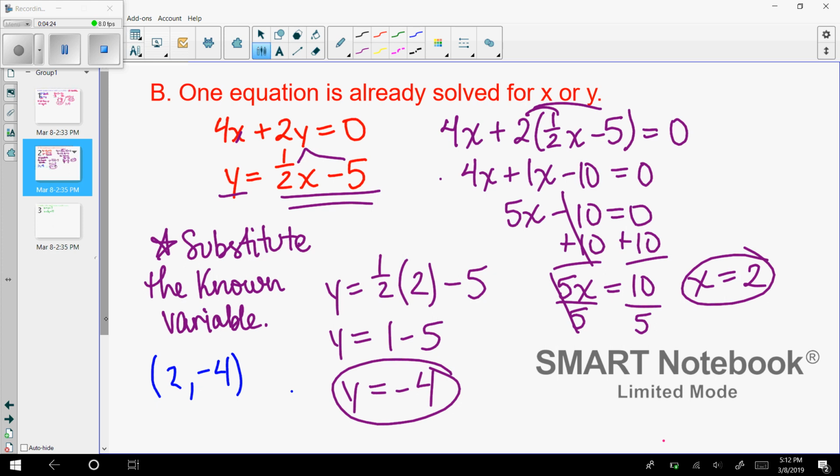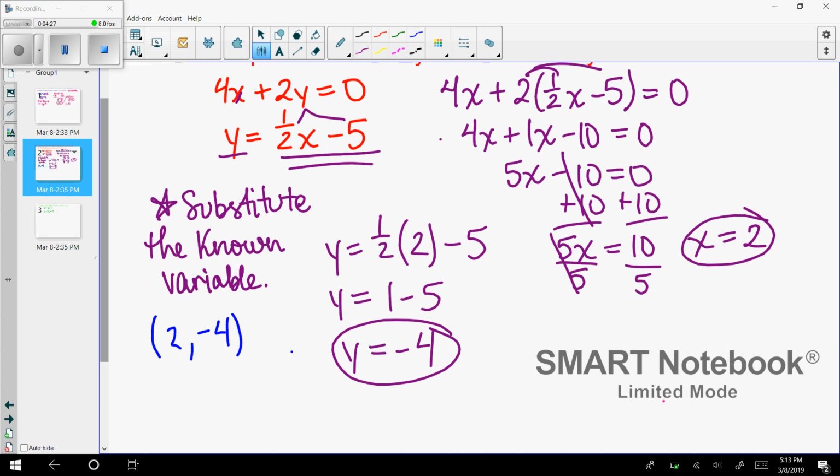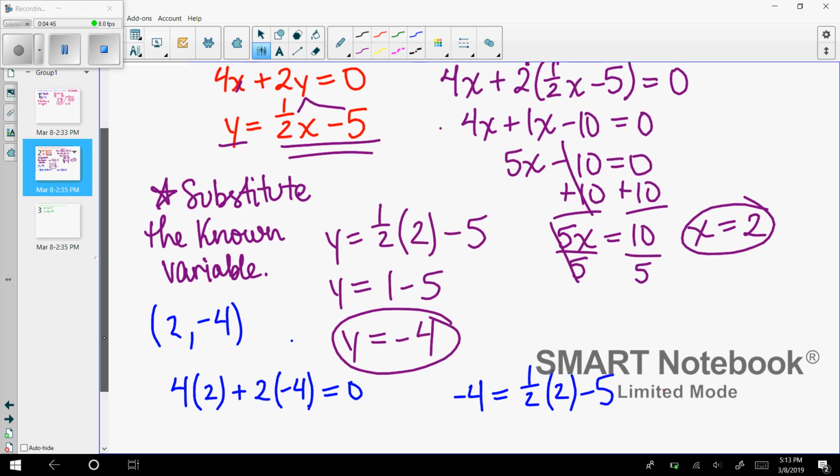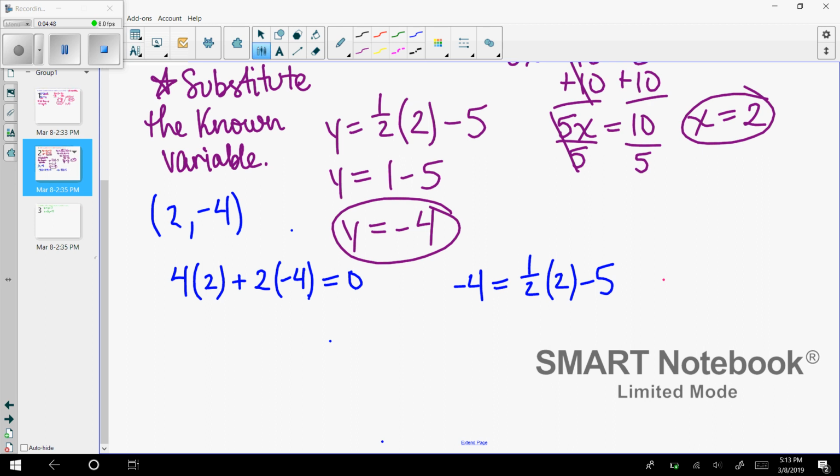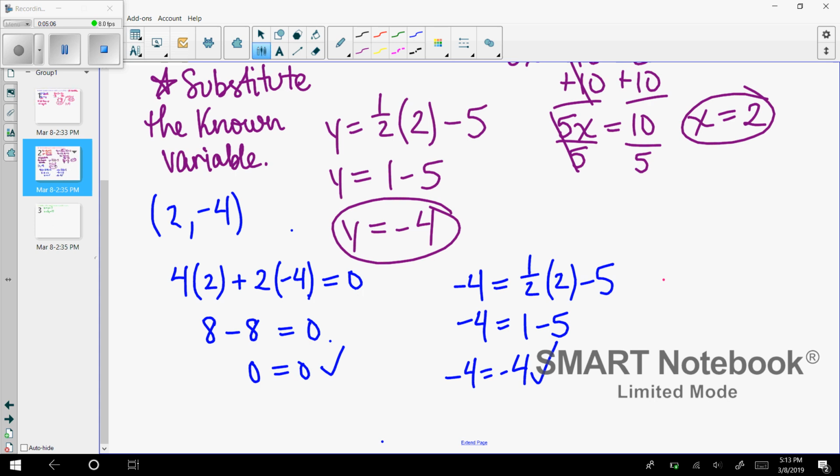So now let's check. Let's go back to our original equations and plug in our values. So I have 4 times 2 rather than x, plus 2 times negative 4 rather than y equals 0. And negative 4 rather than y equals half 2 rather than x minus 5. And it's pretty straightforward from here. So 4 times 2 is 8. 2 times negative 4 is negative 8 equals 0. 8 minus 8 is 0. That is, in fact, correct. And half of 2 we know is 1 from earlier, and negative 4 equals negative 4. That's also correct. So I'm all good here.